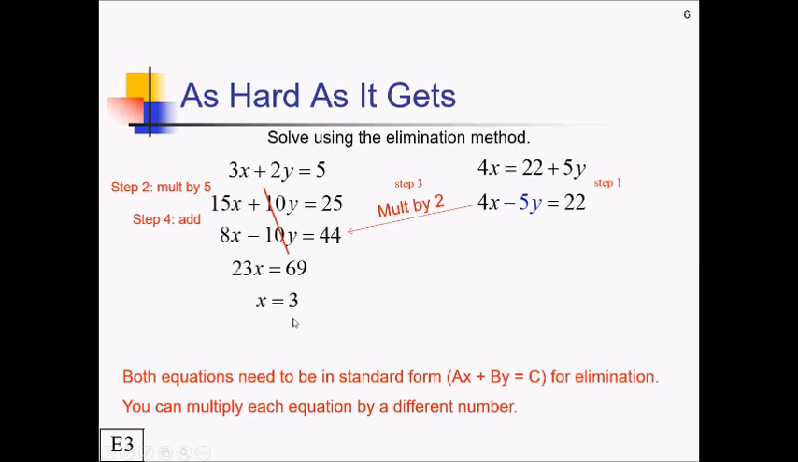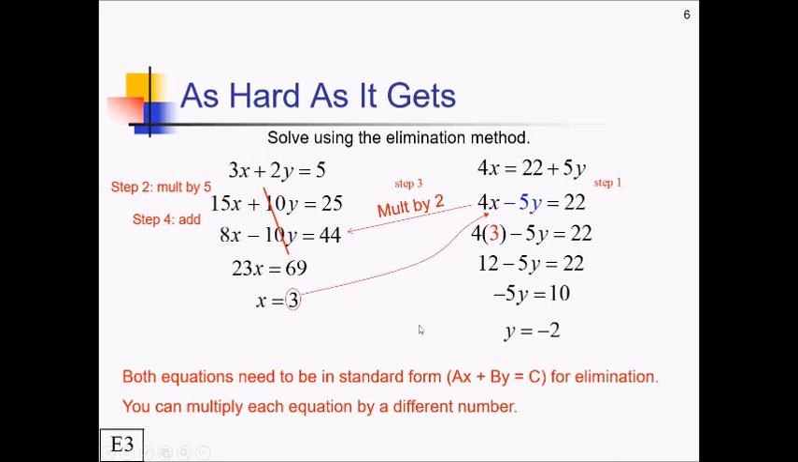And then the rest is pretty much the same. Just plug that back in. We'll plug it into this equation here. So that's 4 times 3, which is going to give me 12 over there. Subtract that from the 22. I've got negative 5y equals 10. So y equals negative 2. And then my answer, 3 comma negative 2.